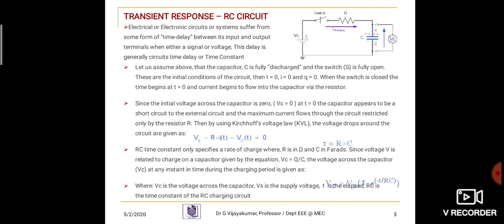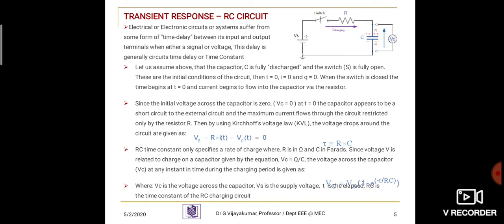Before closing the switch, the capacitor is fully discharged. So simultaneously the voltage across the capacitor is also 0. Vc is equal to 0 at time t equal to 0. The capacitor appears to be a short circuit to the external circuit, and the maximum current flows through the circuit, restricted by the resistor only.